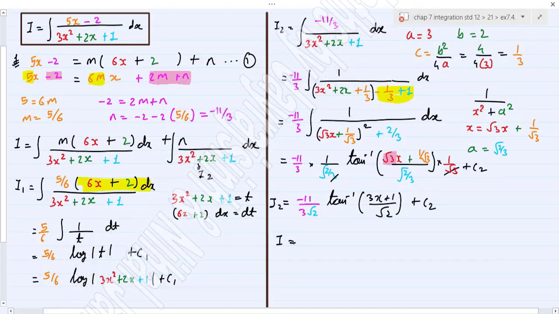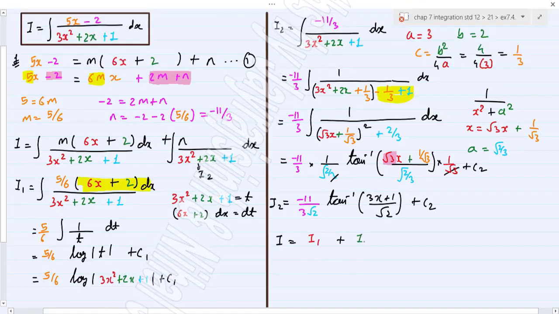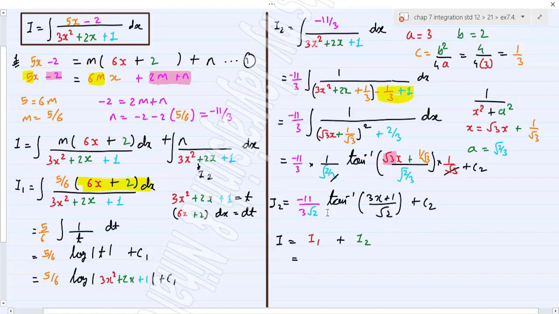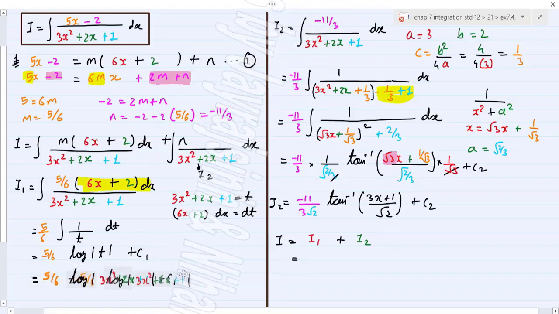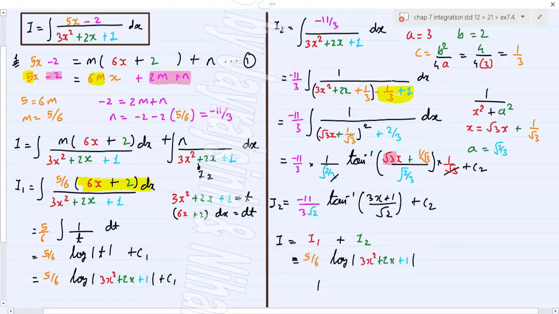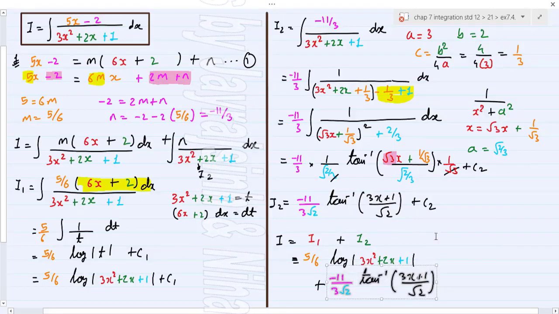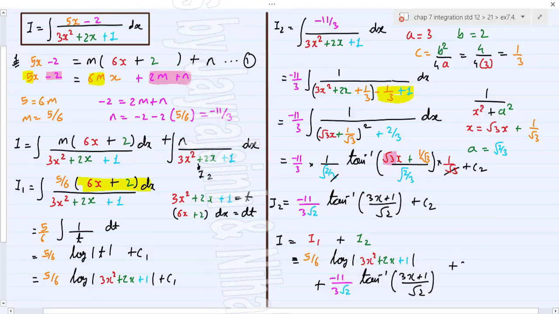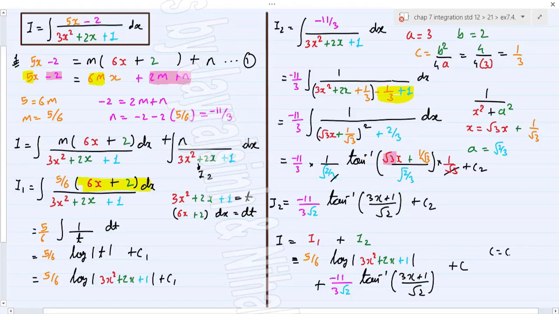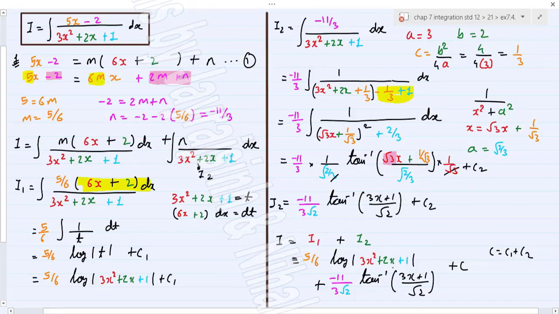Now to get the final answer, we just have to take summation of I1 and I2. So first of all, let's get our I1 plus your I2, which is minus 11 by 3 root 2 tan inverse of 3x plus 1 plus c, where c is c1 plus c2. So tada, this is your final answer.